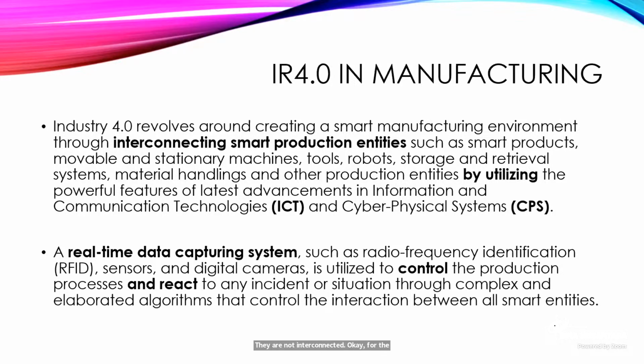For the second point, a real-time data capturing system. Most companies already have a real-time data capturing system, but they don't have the feedback loop. The loop is the utilization of that capturing system to control the production process and react to it. Right now, the control mechanism in most factories is not reactive. So this is the definition.